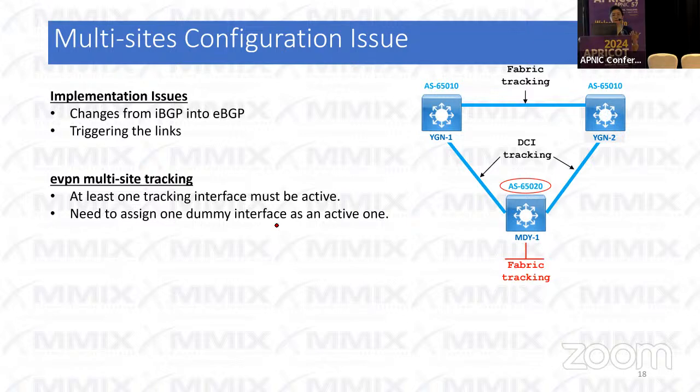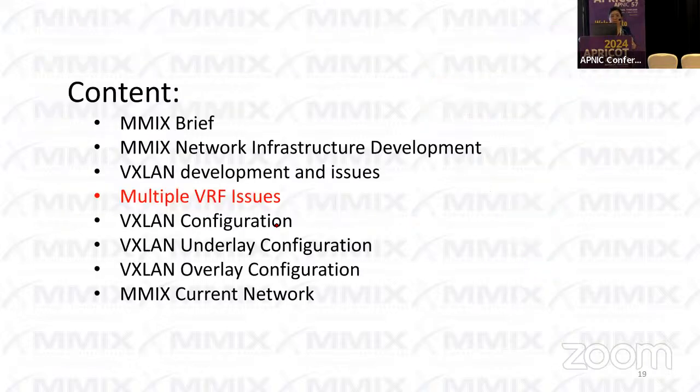So finally, I got advice and knowledge that fabric tracking must be active. I had to choose one active interface and use tracking on that interface. That is my experience I'm sharing. So let's go to the VRF issue.